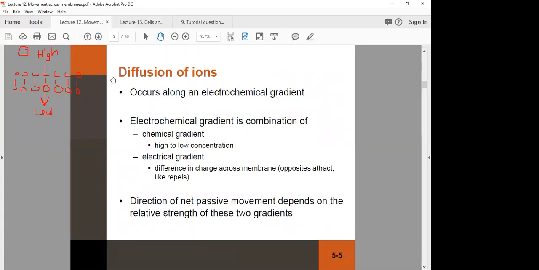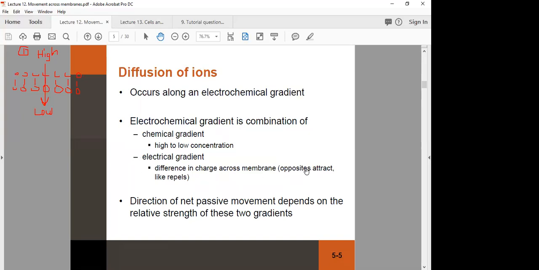All right, diffusion of ions occurs along an electrochemical gradient. So here we don't just consider the concentration, but also the electrical difference across the membrane. So the electrochemical gradient is a combination of the concentration gradient, or the chemical gradient from high to low concentration, and it also includes the electrical gradient, which is the difference in charge across the membrane. And this difference in charge always exists in cells, across the plasma membrane, and also across the membranes of organelles.